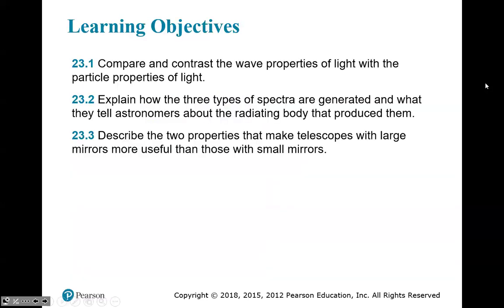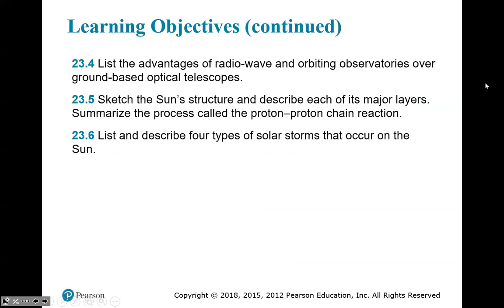We went over these last time, but we'll look at the wave properties of light as opposed to the particle properties of light. We'll talk about the types of spectra. We'll go over the properties that make telescopes with large mirrors more useful than those with small mirrors. We'll look at the advantages of radio wave and orbiting observatories. We'll look at the structure of the sun, and we'll look at the types of solar storms that occur on the sun.